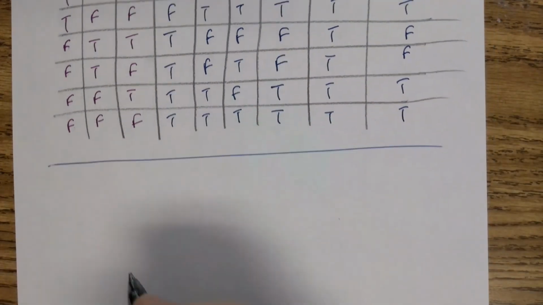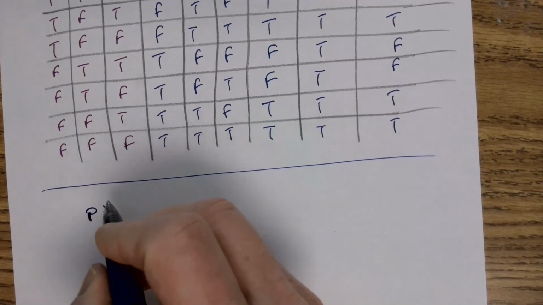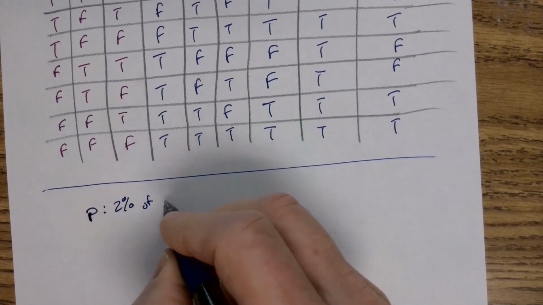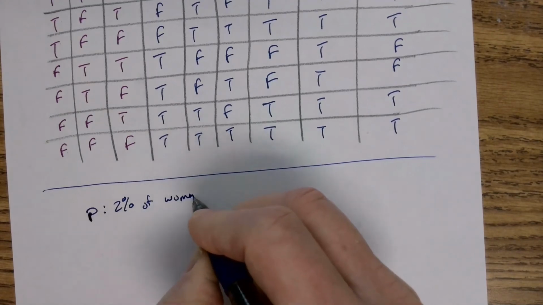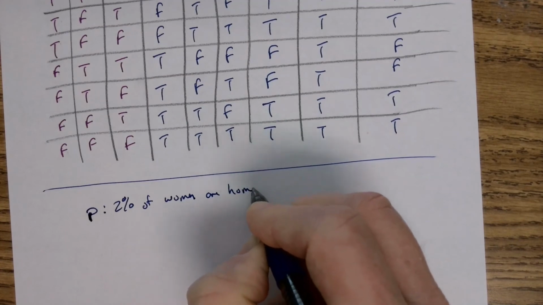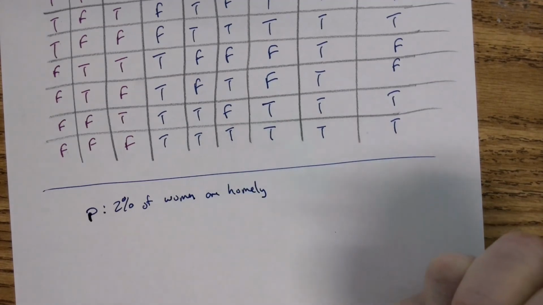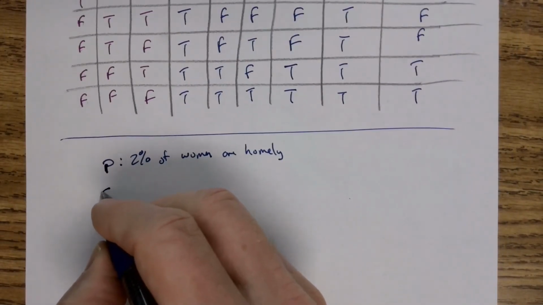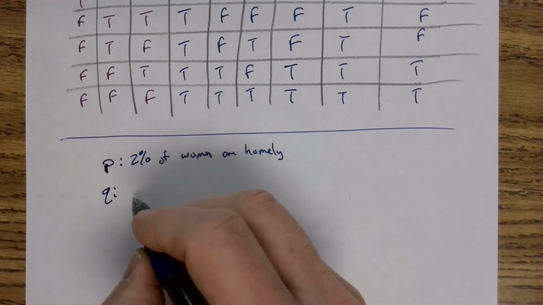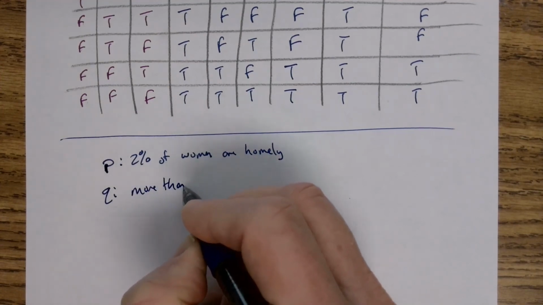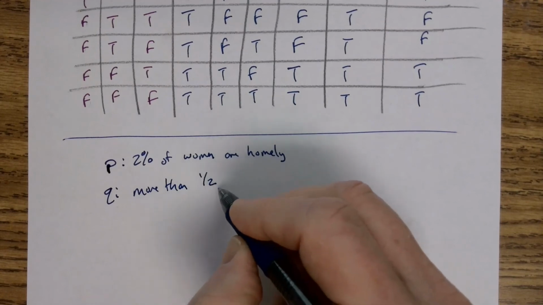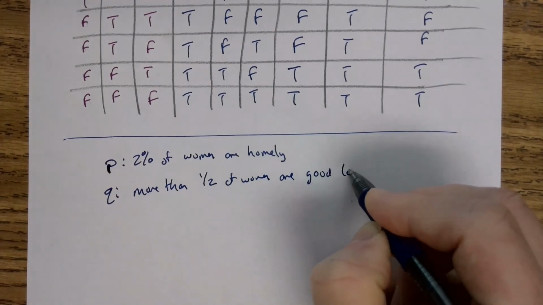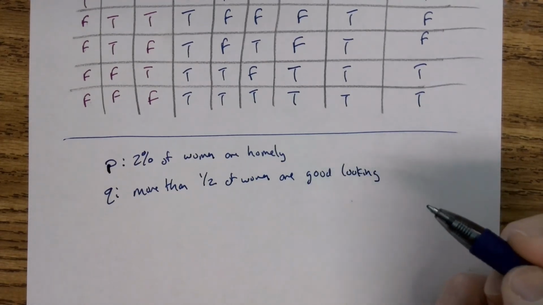Okay, so let's do P is 2% of American women are homely. Oh, that's horrible. Women are what? Homely, you know what that means? No. They don't look great. They look frumpy or whatever. I don't know. Q. All right. More than half of women are good looking. I can't believe they're saying this. These aren't even statements because it's subjective.